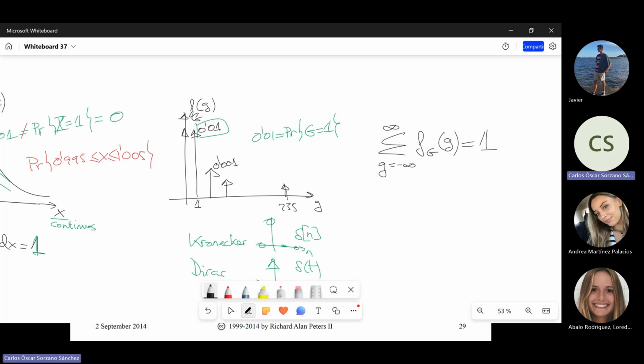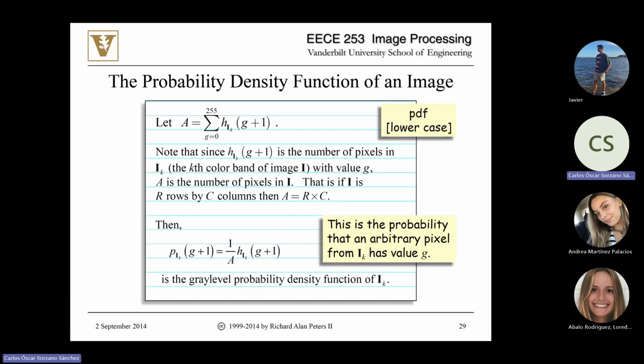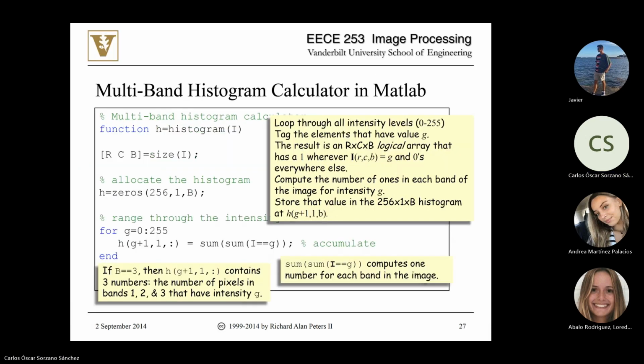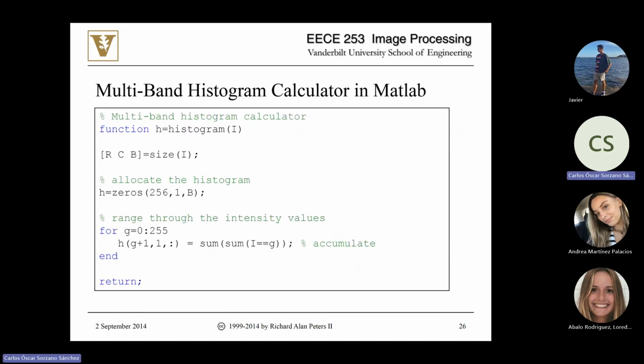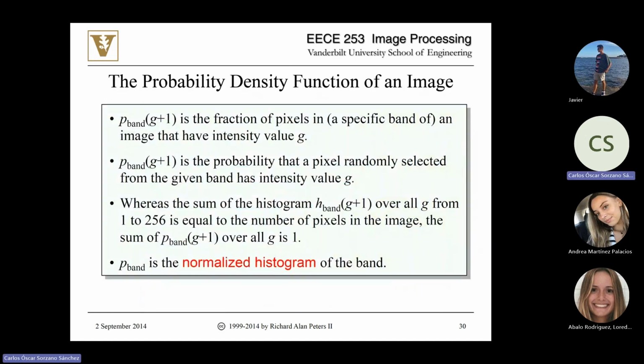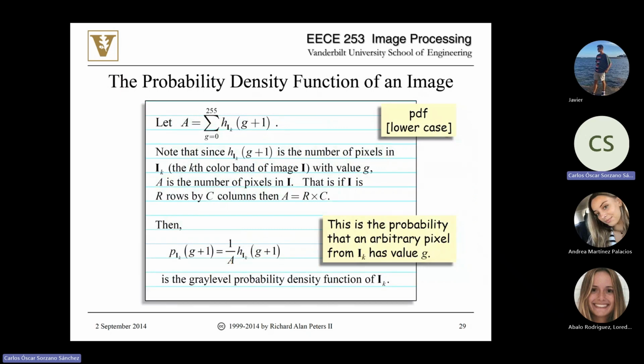Okay, so now we have our histograms. This one, for instance. Is the histogram a probability density function? It's not. The sum of all these values is 10,000, so it cannot be a probability density function. But we can obtain the probability density. If I divide by the total number of pixels, then it is a probability density function. Now the sum is 1.